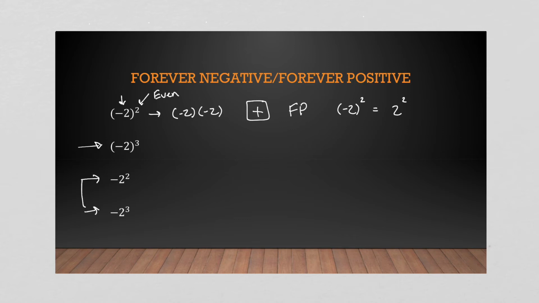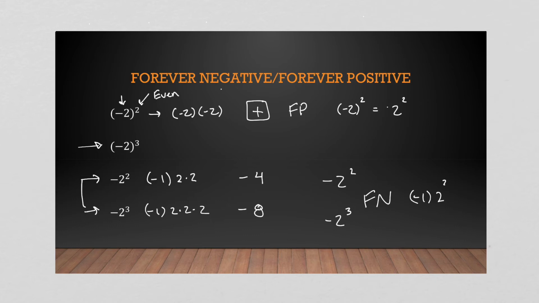Okay, as I said, that's a -1 and then times 2 times 2, and this is a -1 and then times 2 times 2 times 2. So the negatives aren't repeated, so the exponent has no bearing on whether or not it's positive or negative. But what happens is the answer is always negative. Here we get -4, here we get -8. So these scenarios, when a number looks like this or looks like this with no brackets, these are what we call forever negative. And it just means you have a -1 out front of the statement.